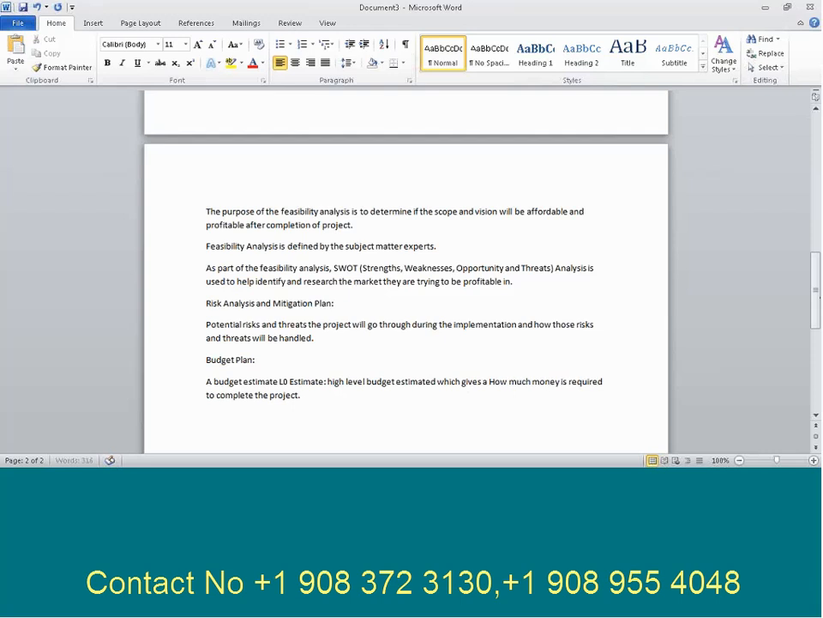I repeat, L0 estimate is basically a high level estimate which is provided by the technology manager in order to deliver the scope that has been asked by the stakeholders. Now the stakeholders look at the budget estimate, and again they come back and say, you know what, I think you're asking for too much. It happens. This bargaining in the IT industry is no different, right?